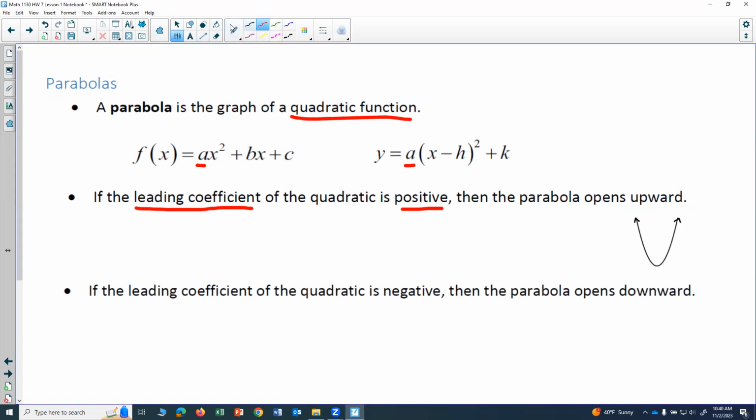If the leading coefficient is negative, then the parabola is going to open downward. And so it would look something like this. These are the basic shapes of parabolas. They can get skinnier or wider, and they can shift up and down depending on what numbers you have for a, b, and c, or for a, h, and k.